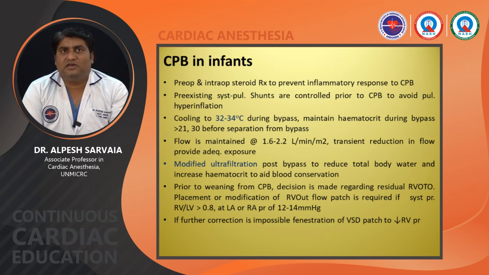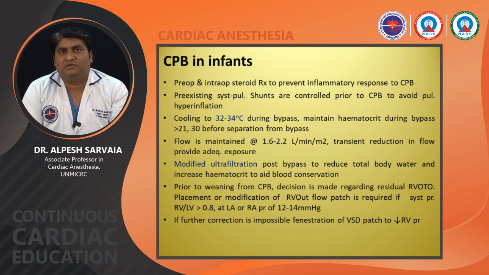Cooling is up to 32 to 34 degrees centigrade during the bypass. Maintain the hematocrit during the bypass at more than 21, and 30 before the separation from the bypass. Flow is maintained at the rate of 1.6 to 2.2 liter per minute per meter square, and a transient reduction in the flow provides adequate exposure during the surgery. Modified ultrafiltration post bypass reduces the total body water and increases the hematocrit to aid blood conservation.